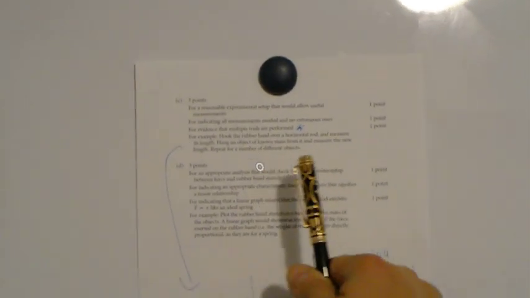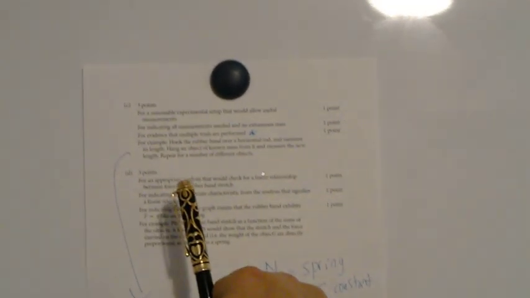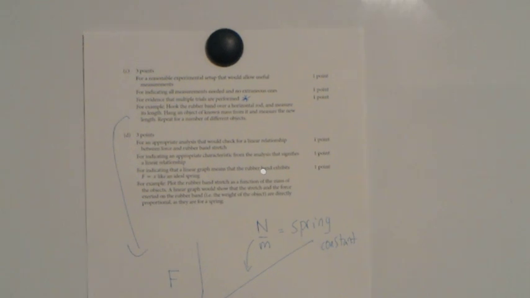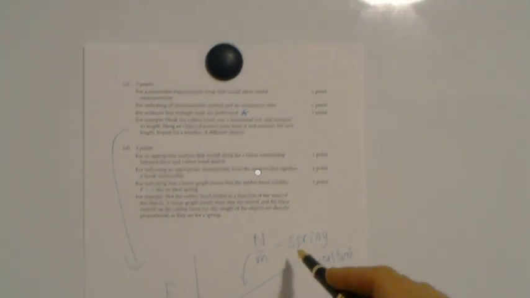Example, a full credit answer would be: hook the rubber band on a horizontal rod, measure its length. Hang an object of known mass, and therefore you can find the force downward, mg, and measure the new length. Repeat for a number of different objects, which will allow you to construct a force versus displacement graph. If it's ideal, you get one slope. That slope is the spring constant.